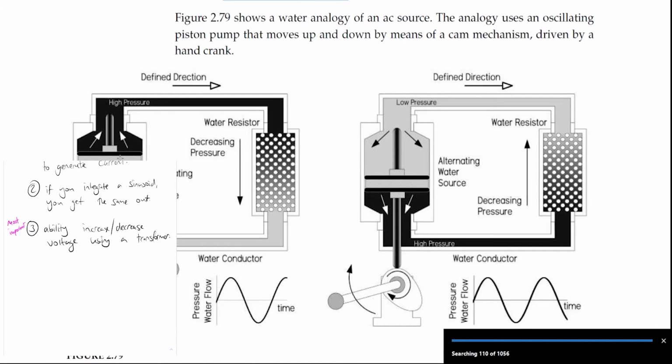Oh, this is the pump. Okay, so it's an oscillating piston pump that moves up and down by means of a cam mechanism. So you're rotating it, and the pump's moving up and down, driven by a hand crank.